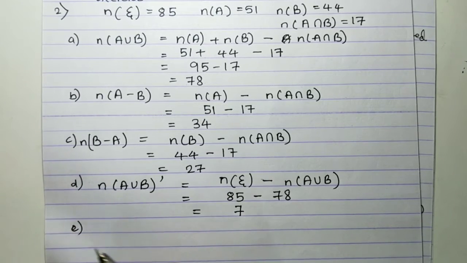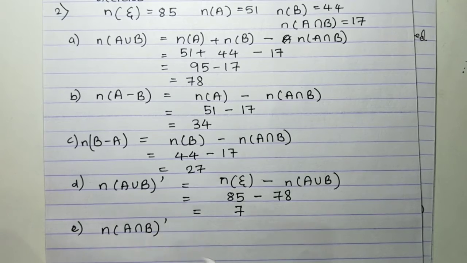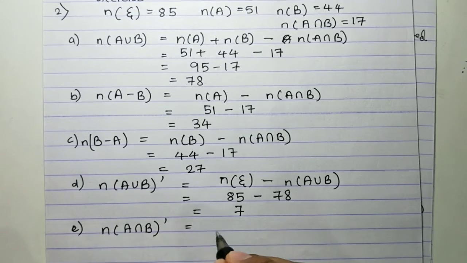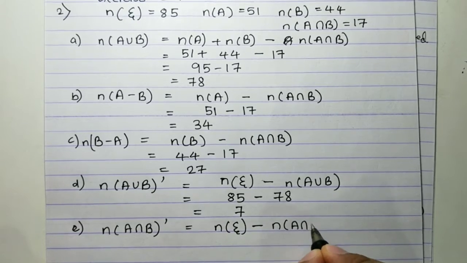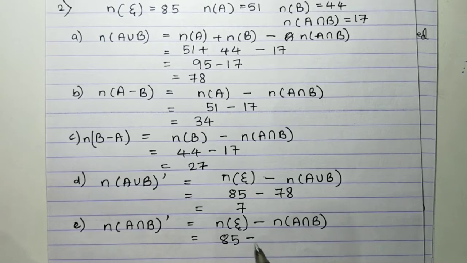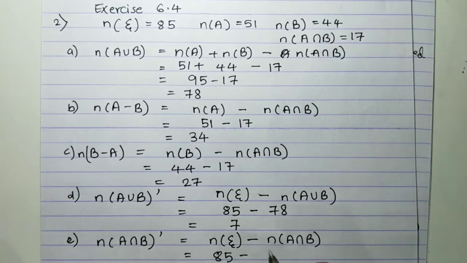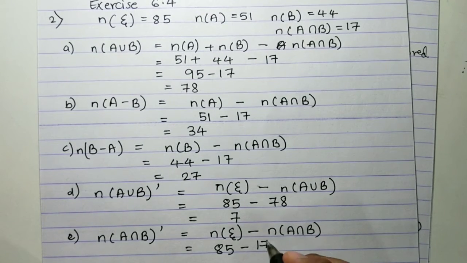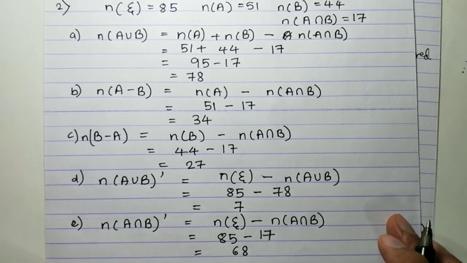Then E, N of A intersection B complement. So how do we get the complement? From the universal set subtract A intersection B. That is 85 minus what is A intersection B? 17. Answer will be 68. This is your first sum.